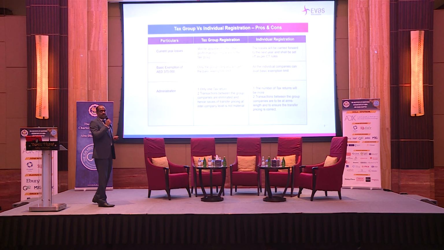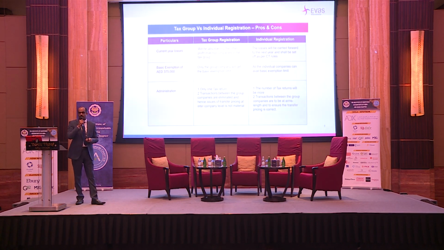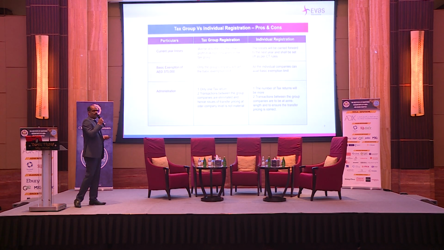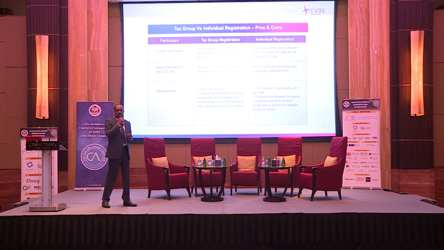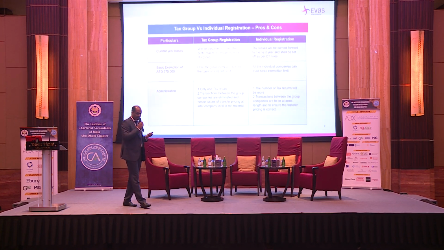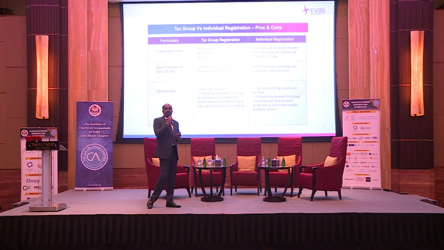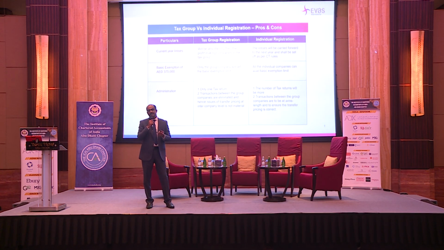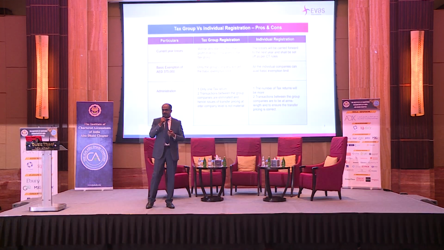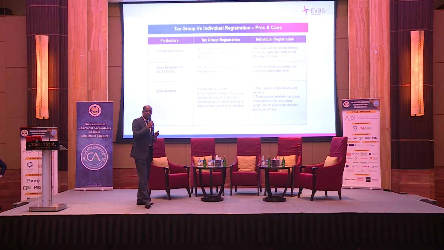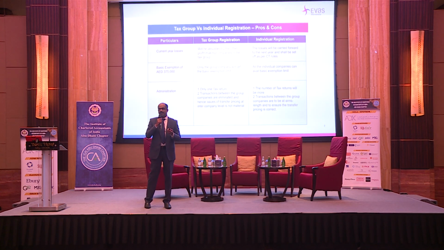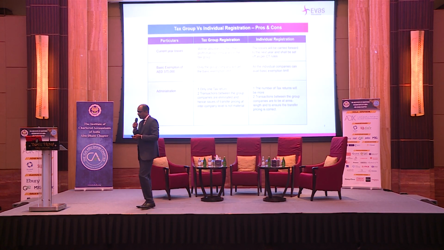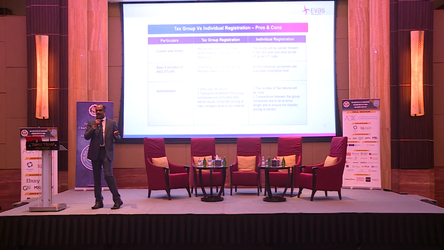So what are the pros and cons, or the benefits, of having a tax group registration or having individual registration? If you are forming a tax group and one company has a tax loss and another company has taxable income, then that tax loss can be offset against the taxable income within the group itself. But if the tax group is not formed, either the subsidiary company or the parent company that incurs a tax loss can carry it forward, or it can transfer the tax loss to the other company if they meet the other conditions as specified in Article 38.